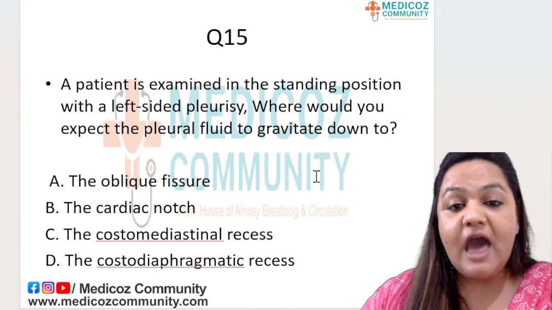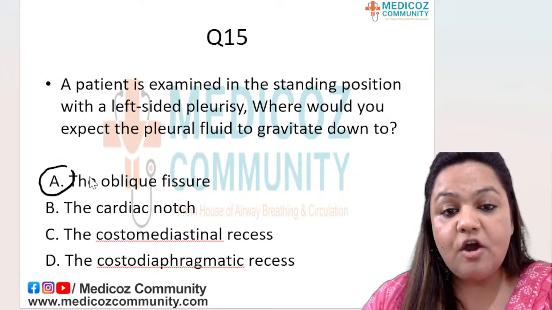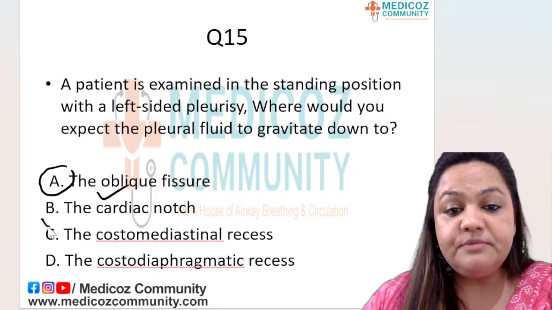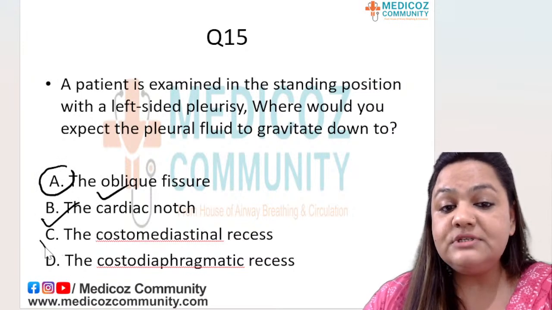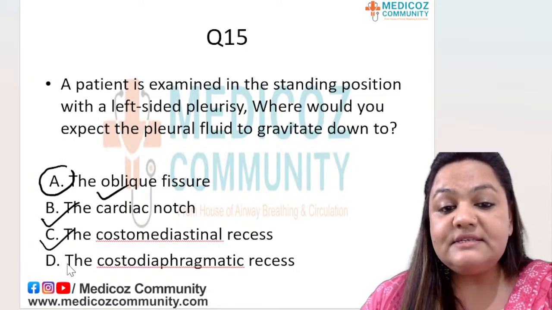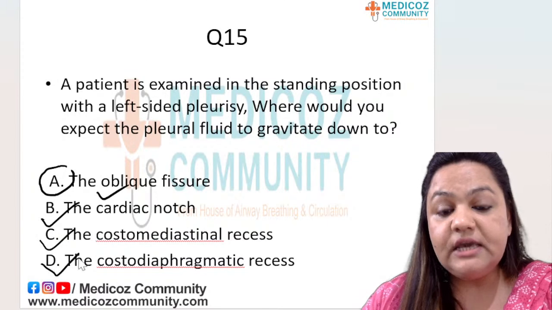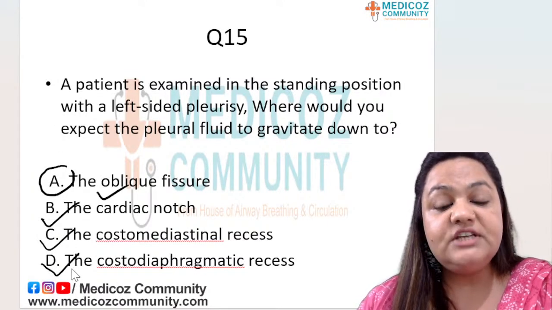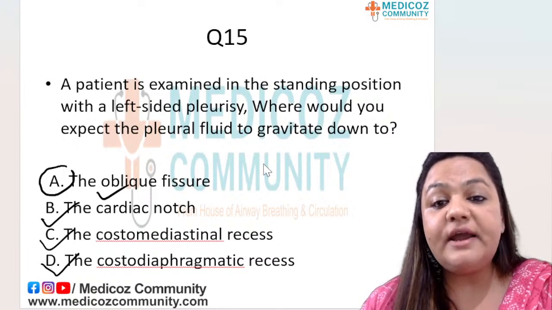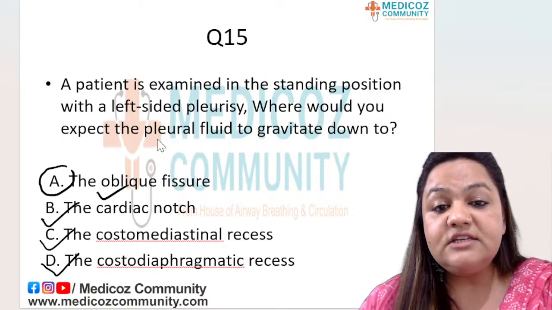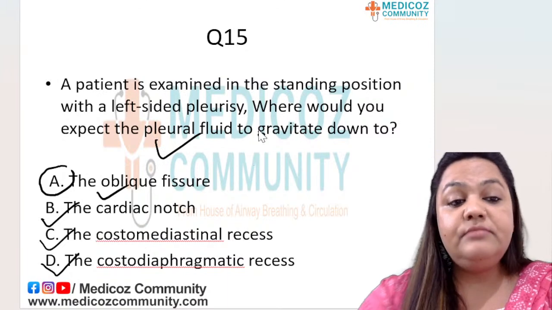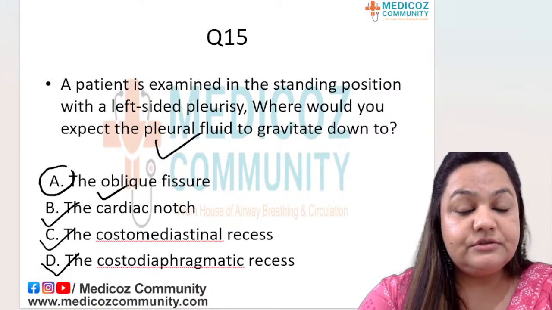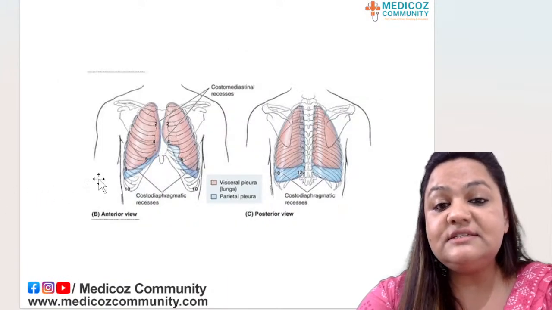Okay, so we have options here. Option A, oblique fissure. Option B, cardiac notch. Option C, costomediastinal recess, and option D, costodiaphragmatic recess. Clear? So now we have these four options and we just need to find out the area where this pleural fluid will go when the patient is in standing position. For that we just need to see this diagram here.